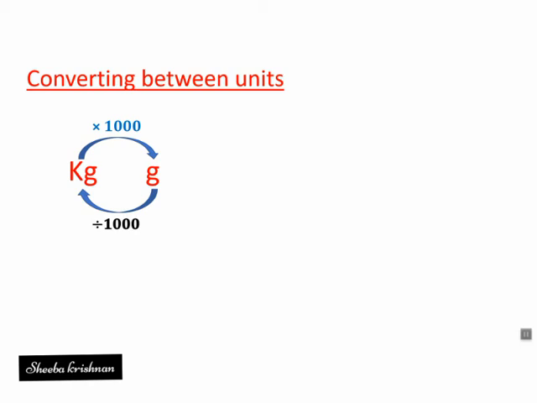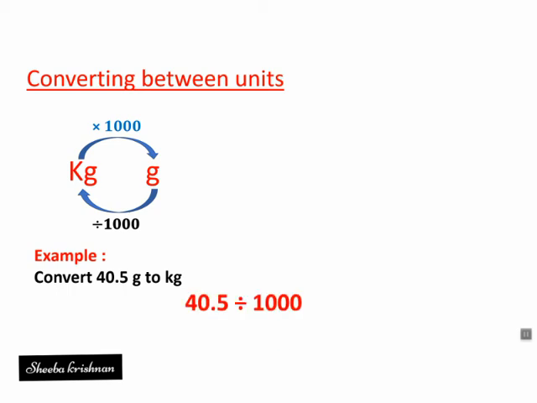Let us take an example. Convert 40.5 grams to kilograms. So here we are changing from gram to kilogram. So for changing from gram to kilogram, we have to divide by 1000. So 40.5 divided by 1000. When we divide, the decimal point moves to the left. So count the number of zeros in 1000. There are 3 zeros in 1000. So the decimal point moves 3 places to the left. So the answer will be 0.0405.